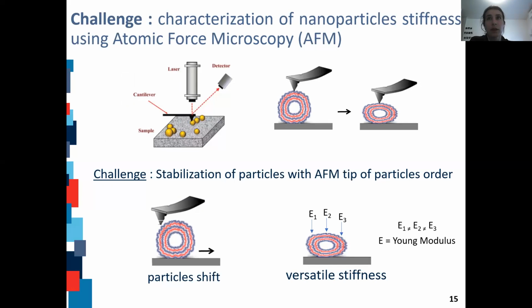Therefore, a force is imposed on the tip, and the resistance, the deflection of the tip as it penetrates into the material, gives information about the stiffness of the material. The challenge with nanoparticles is that they are really small. Here we are talking about 60 nanometers, and the size of the tip is about the same as the size of the particle. So there is a risk of shifting the particle by scanning, and also, depending on where the tip is on the particle, of getting variable stiffness values.